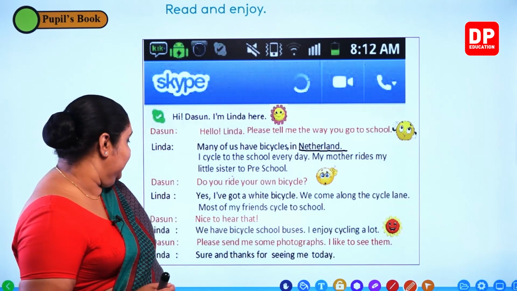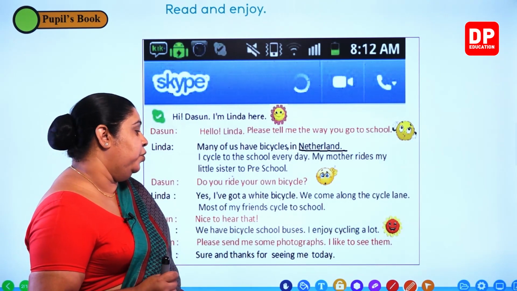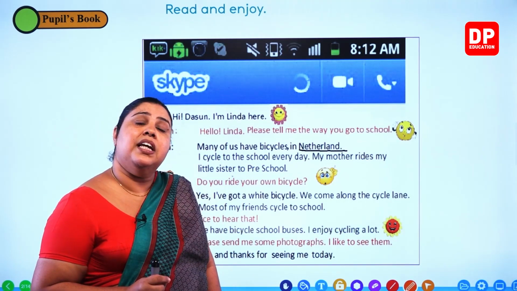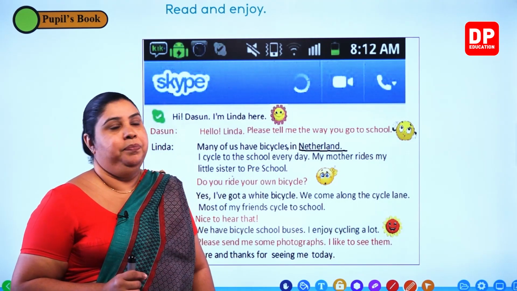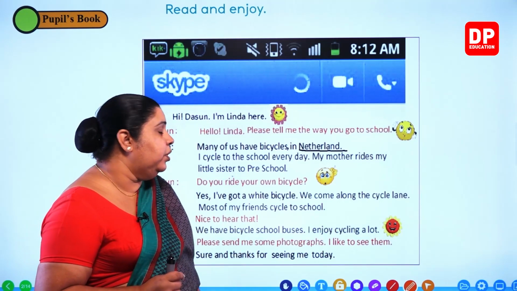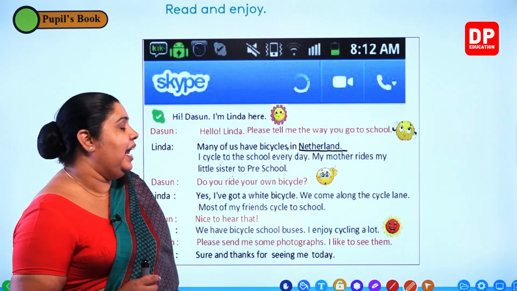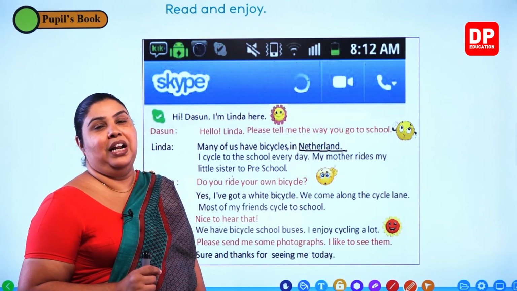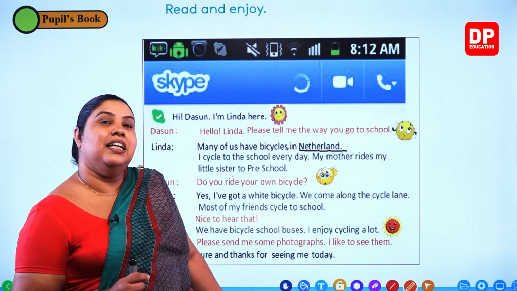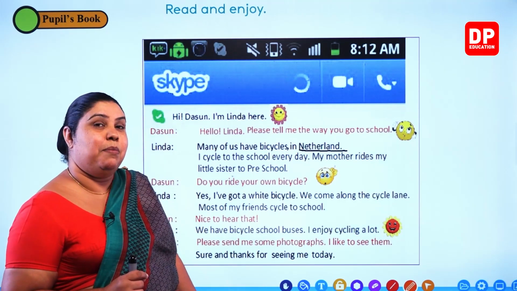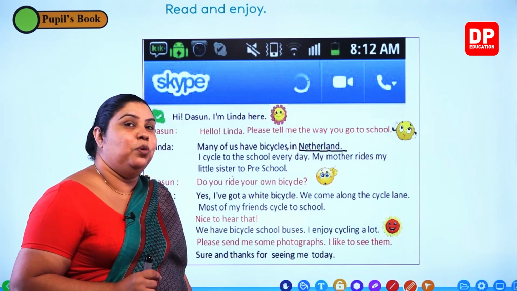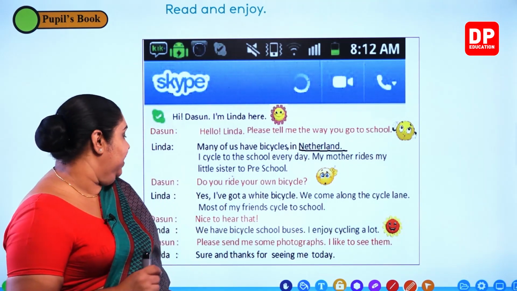Then Dasun says, please send me some photographs. Photographs කියලා කියන්නේ පුතේ පින්තූරු වලට. Please send me some photographs. මට පින්තූර ටිකක් එවනවාද ඔයා බලන්න. I like to see them. මං ආසයි ඔයගොල්ලන්ගේ ඒ රටේ තියෙන bicycle lanes බලන්න. ඒක නිසා පුළුවන් නම් මට පින්තූරු ටිකක් එවනවාද.